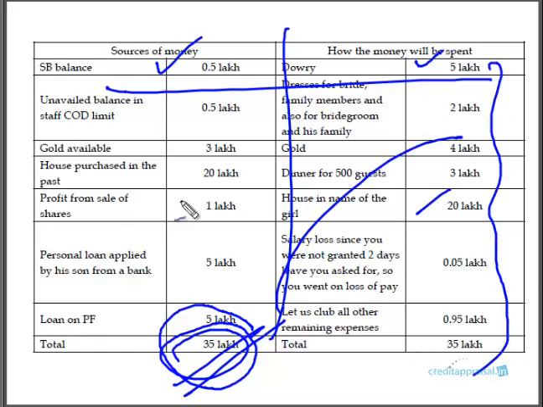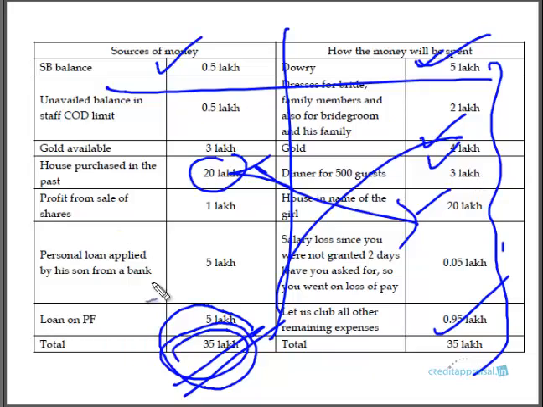He's going to purchase a house. Anyway, this is already there. He's going to purchase some gold, dresses, dowry, right? All other expenses. So balance sheet will tell you this, right? It will tell you the sources of funds and the uses to which these funds will be put.